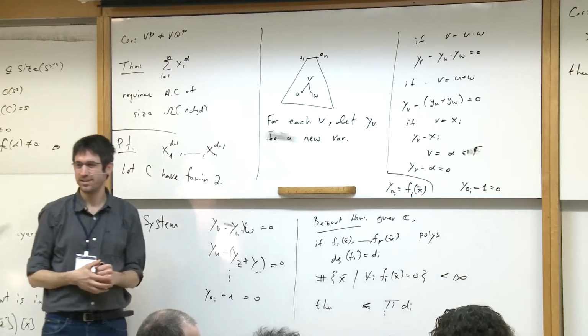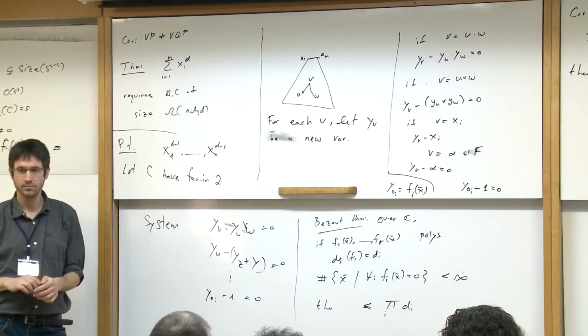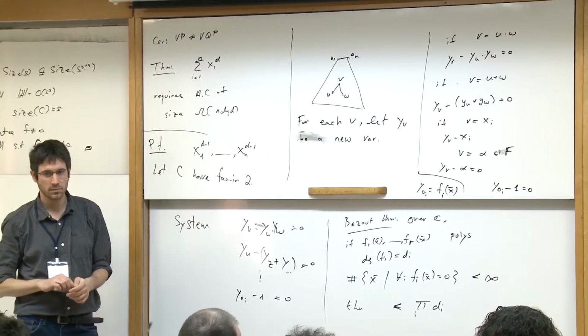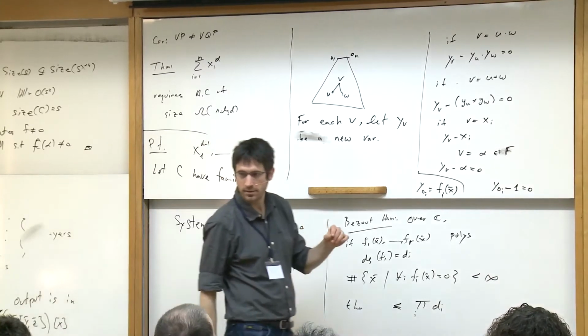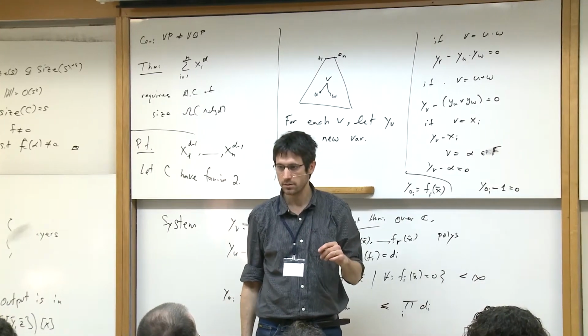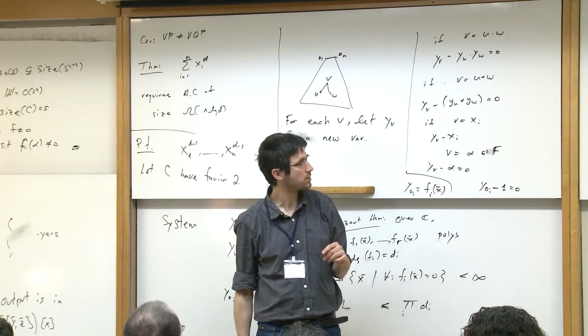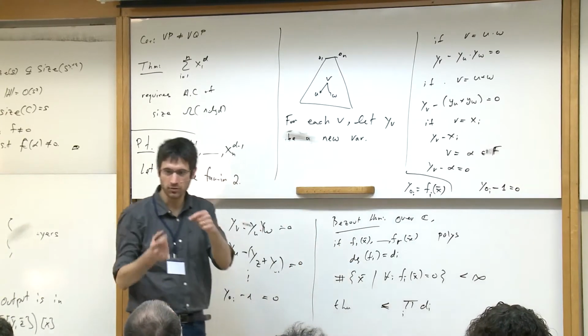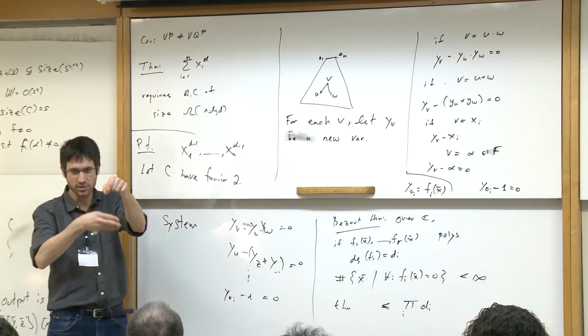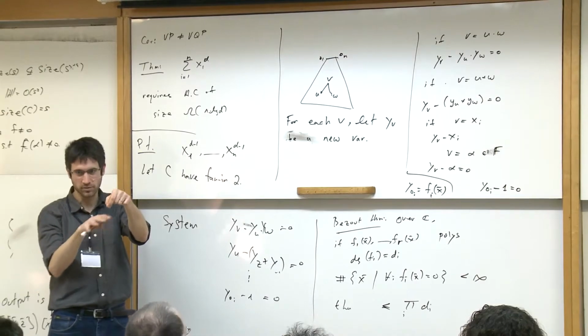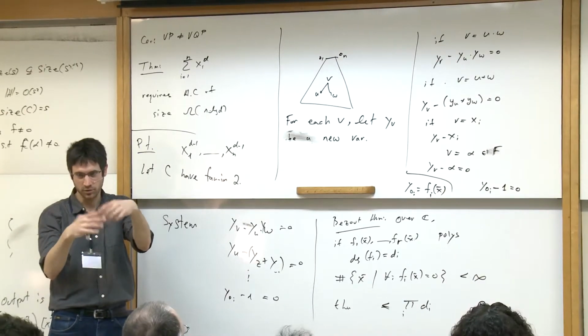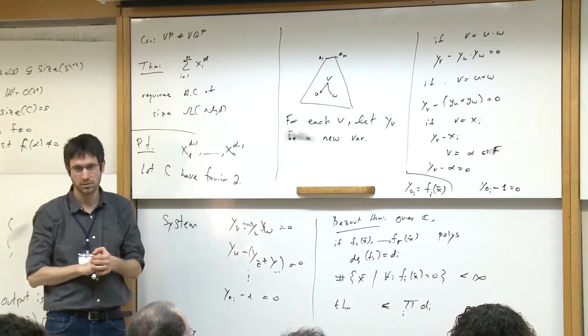But okay. So if the fanin is not 2, then you replace each fanin with a small tree, right? So it multiplies the number of edges by a factor of 2 at most.